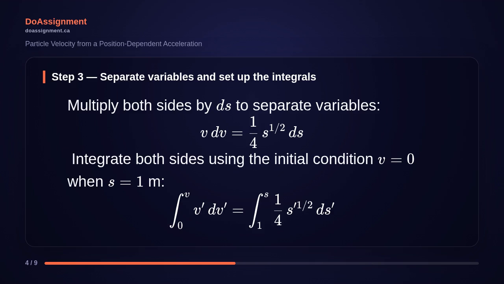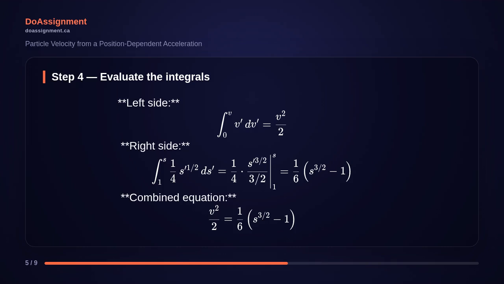We then integrate both sides, with the lower limit set by the initial condition that v equals 0 when s equals 1 meter. The left integral gives v squared over 2. The right integral gives 1/6 times the quantity s to the 3/2 minus 1. Setting these equal gives our velocity-position relationship.